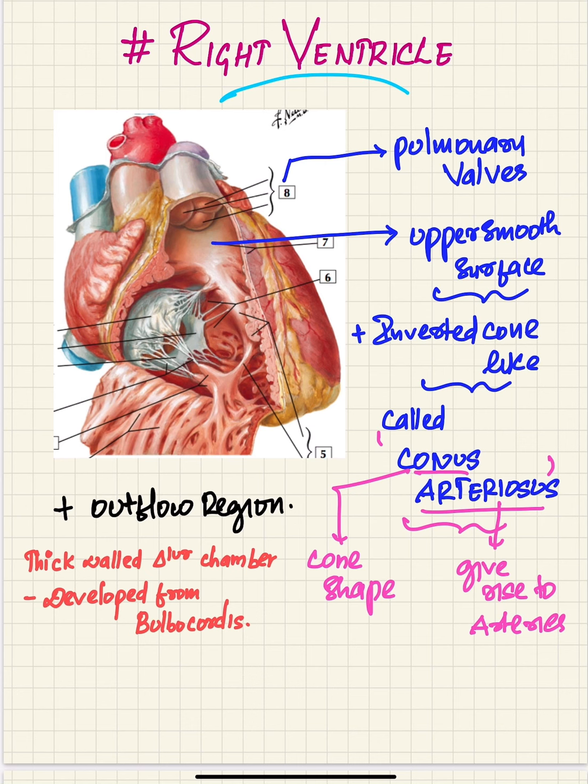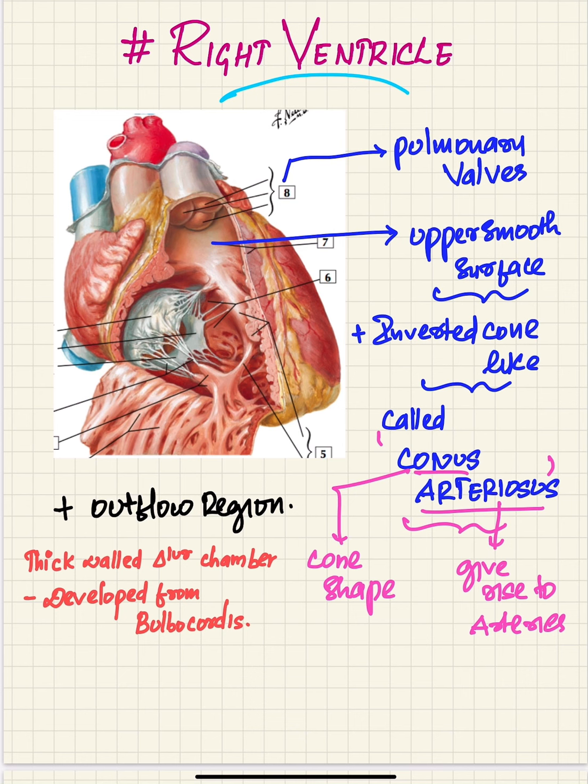Internally it has two parts, the upper part and the lower part, both of which are separated by the supraventricular crest. Now let me talk about the upper part. The upper part is also called the outflow region, as the blood from here goes out through the pulmonary trunk. It has a thin wall and it is developed from the bulbus cordis.